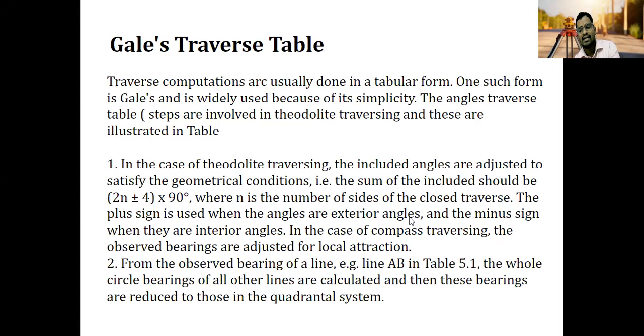ओके. तर हा टेबल लिहिताना मी तिकडे का गेलो तर while writing this table the whole circle bearing of all the lines is calculated and then these bearings are reduced to the quadrantal system. म्हणजे हा जो टेबल लिहितो आपण while writing the Traverse table or Gale's Traverse table we have to write the angles in a quadrantal system.